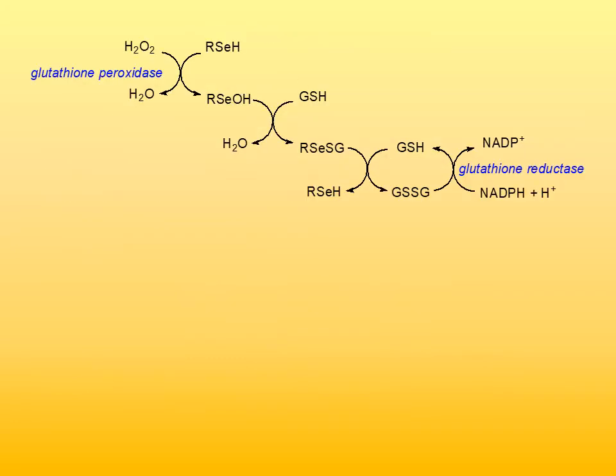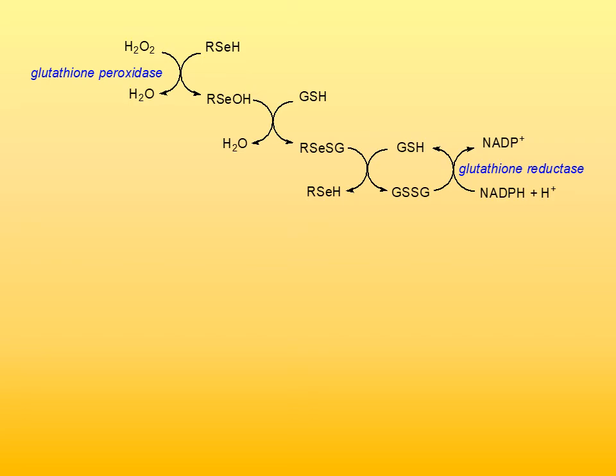The mechanism of reduction of peroxide, for example hydrogen peroxide, involves oxidation of the selenol group of selenocysteine residue by hydrogen peroxide to give the selenic acid, RSeOH, and then the selenic acid is converted back to selenol by a two-step process. It begins with reaction with glutathione to form a bond between glutathione and selenocysteine residue, and a molecule of water is a byproduct.